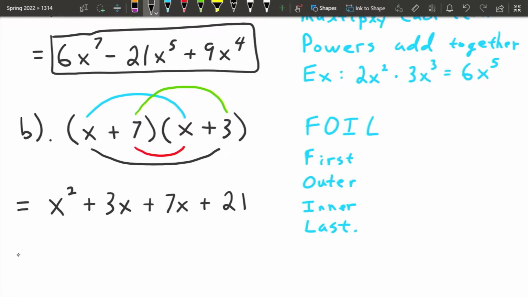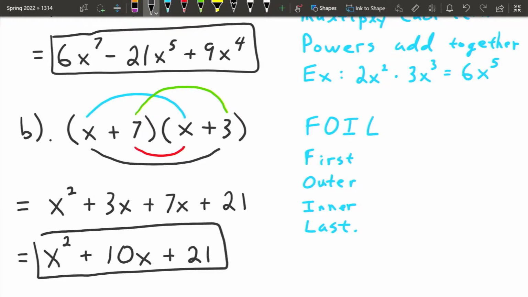Okay, and then we can put together like terms if any like terms are here. In this case, we have 3x and 7x, which combine to be 10x. So x squared plus 10x plus 21 is what this turns into when we multiply it together.